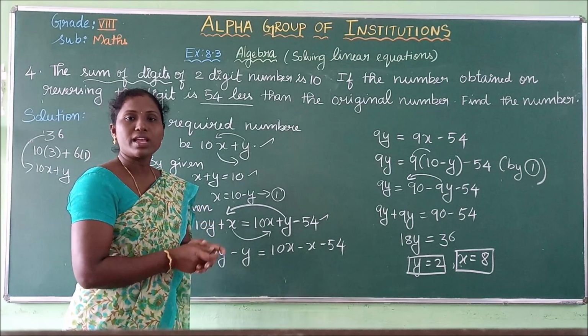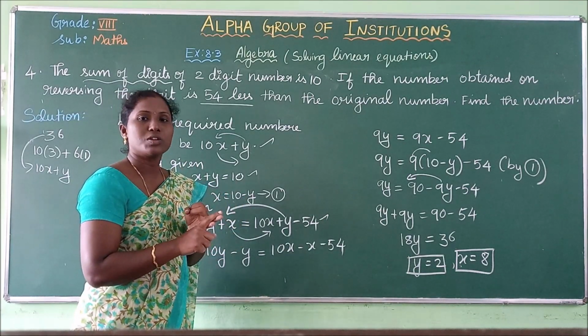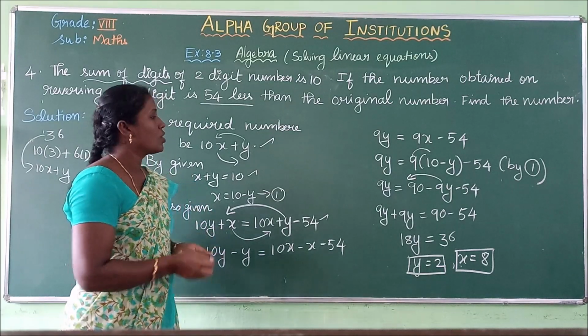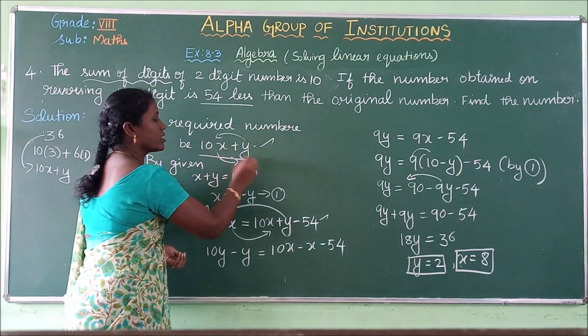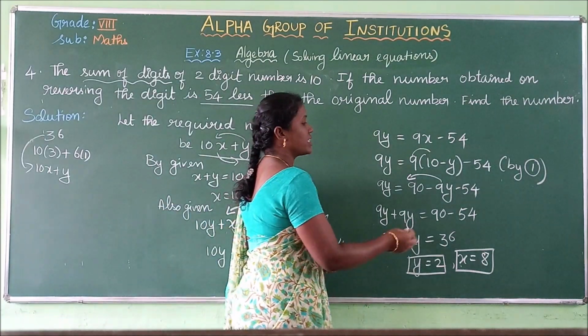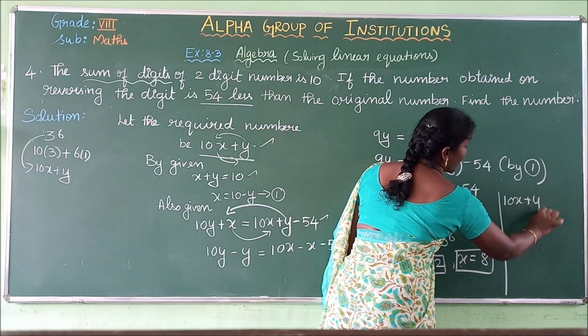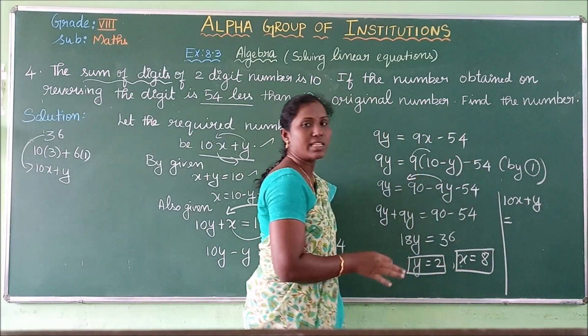So now in our hand we have the value of y and x. So we have to identify the 2-digit number. What is the general form of a 2-digit number? 10x plus y. The general form of a 2-digit number is 10x plus y. So 10x plus y, this is what we have to find finally as the answer.